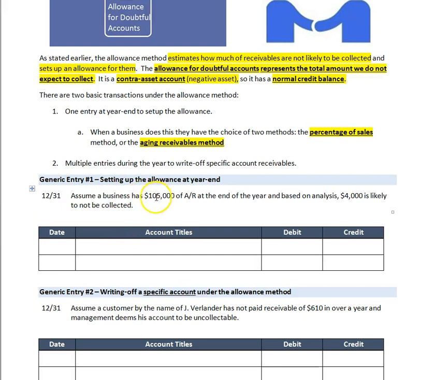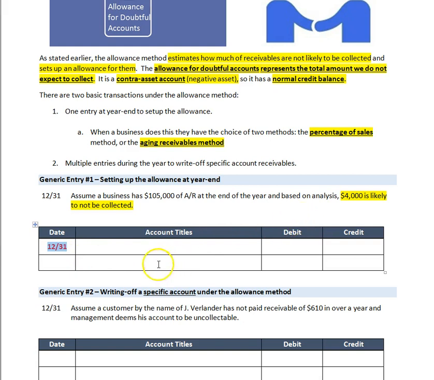So assume a business had 105 of AR at the end of the period, and they believe 4,000 is likely not to be collected. They haven't told us how they got to the 4,000. We're going to address that in the next two pages. But right now, we just expect out of the total 105 that we have, we do not expect to collect 4,000 of it. So what we're going to do, start a journal entry.